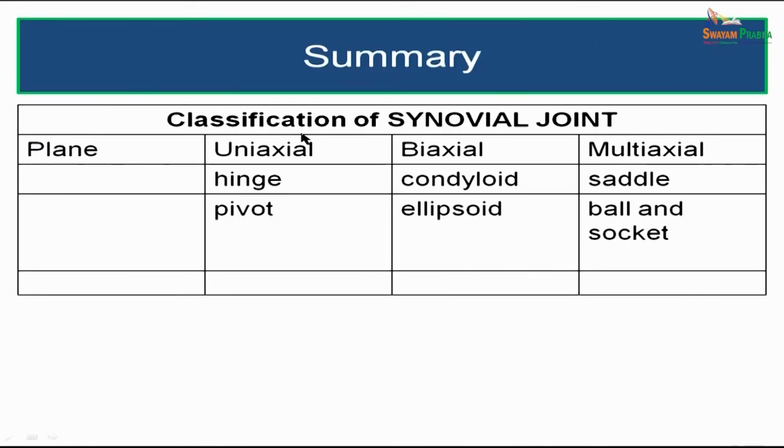So, when we studied the classification of synovial joints, we have to remember there are four varieties: plane, uniaxial, biaxial, multiaxial. Plane is only one type, uniaxial are of two varieties, hinge and pivot, biaxial are of two varieties, condyloid and ellipsoid, and multiaxial are of two varieties, saddle and ball and socket.